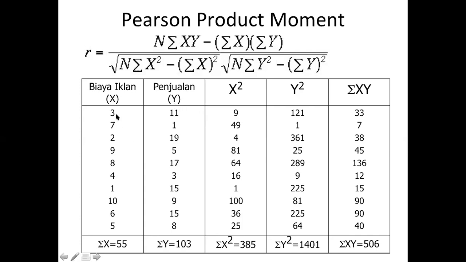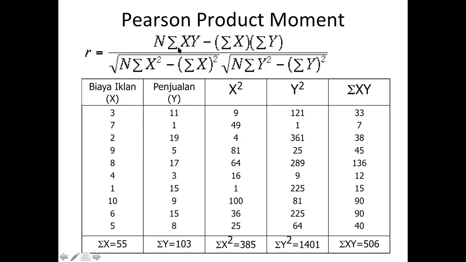The first month, the advertisement is 3 million and the volume of sales is 11. The second month, the volume of sales is 1, while the expenditure is 7 million, and so forth. Now the question is: are expenditure in advertisement and volume of sales significantly correlated? We are going to calculate the correlation coefficient by using Pearson product moment.